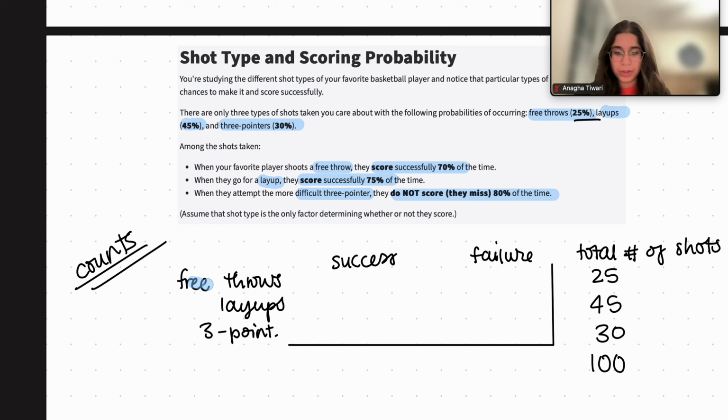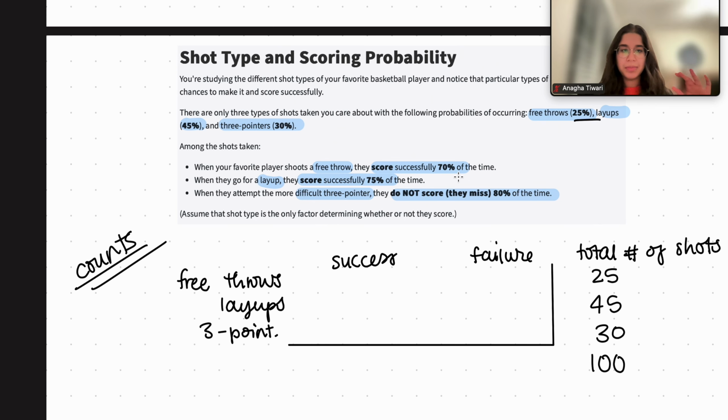Now it says, among the shots taken, when your favorite player shoots a free throw, again, we're going to be looking specifically at this row here because we are talking about free throws. So we only want to deal with that section. When the player shoots a free throw, they score successfully 70% of the time.